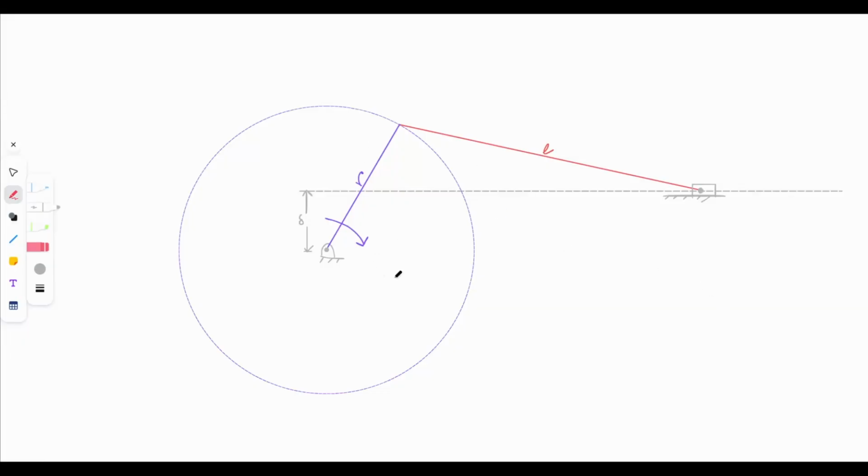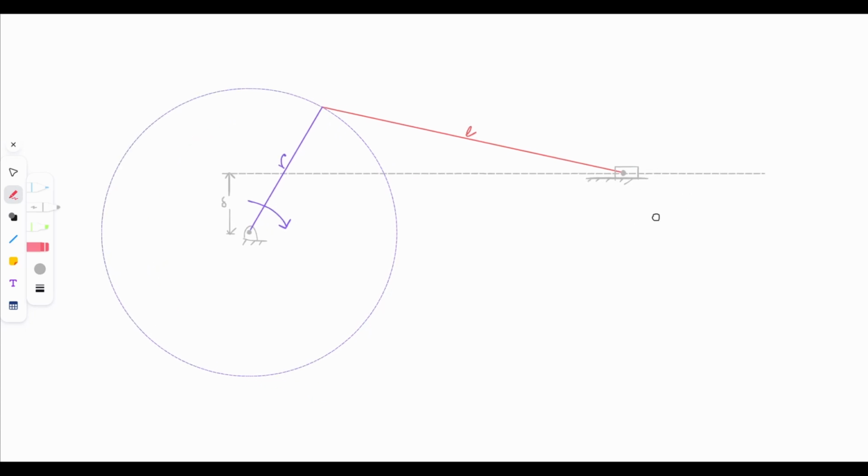Consider this slider crank mechanism with a crank radius of r and the connecting rod has the length L. Now there is an offset between the center of rotation of the crank and the path of the slider, and the value of that offset is delta, right? Now we want to calculate what is the stroke length of this slider.